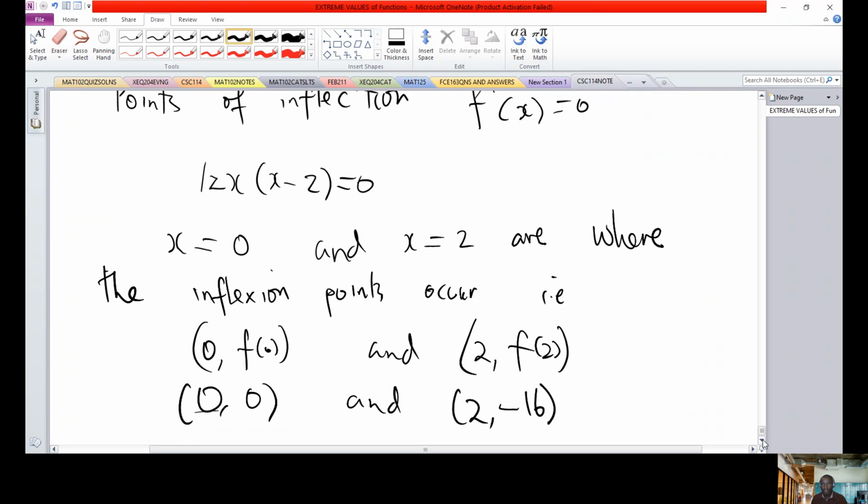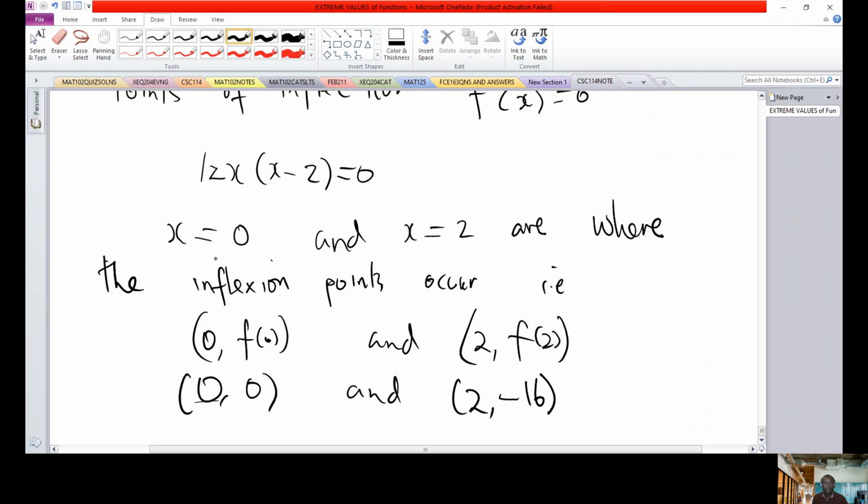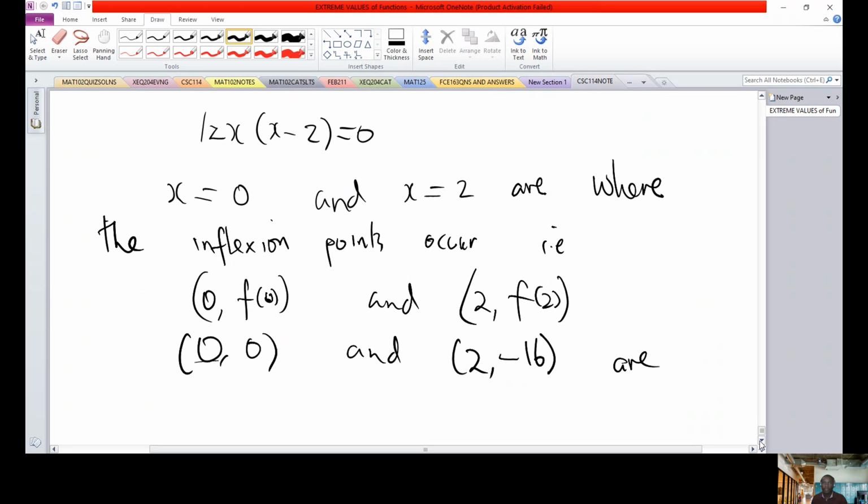So these are the points of inflection. Please be careful. Don't say that x equals 0 and x equals 2 are the points. Remember, points would have x and y values. That's why you have to calculate the values of the function at those points. So these are the points of inflection.